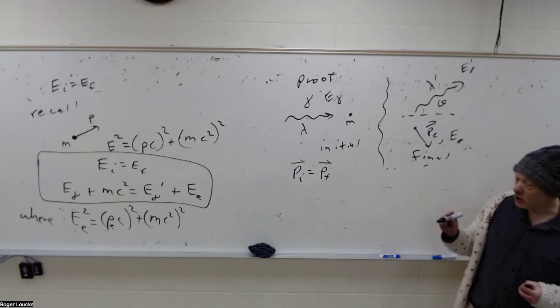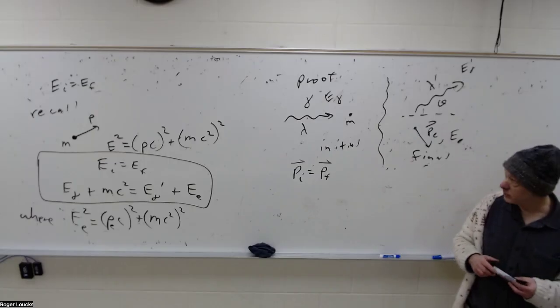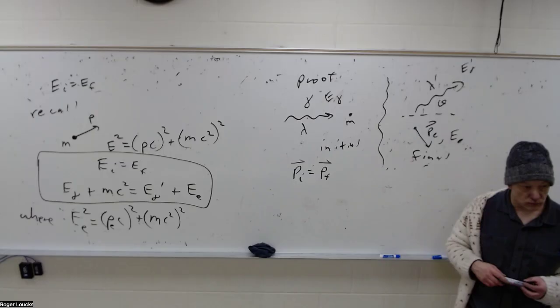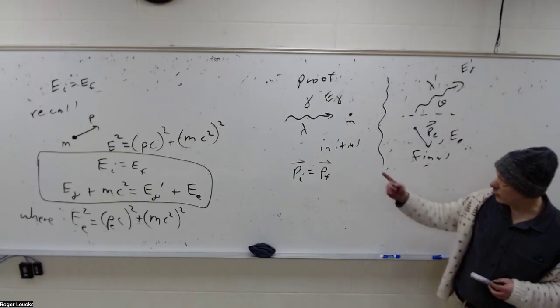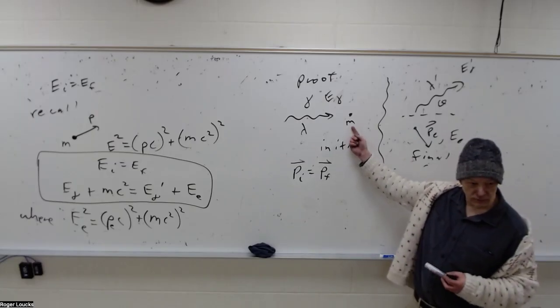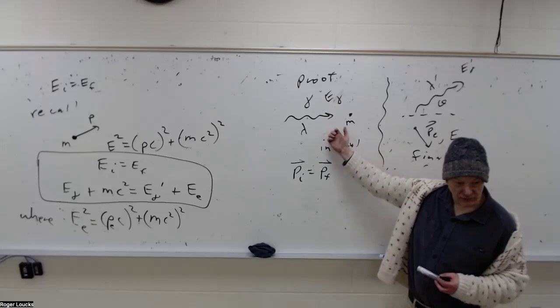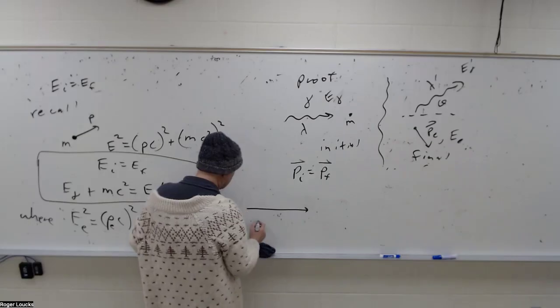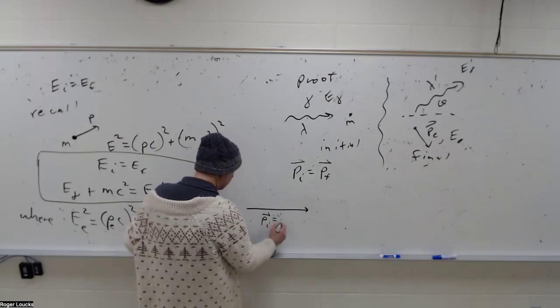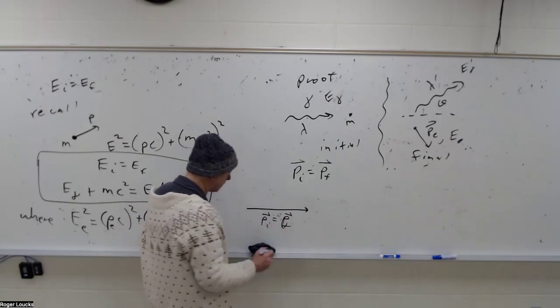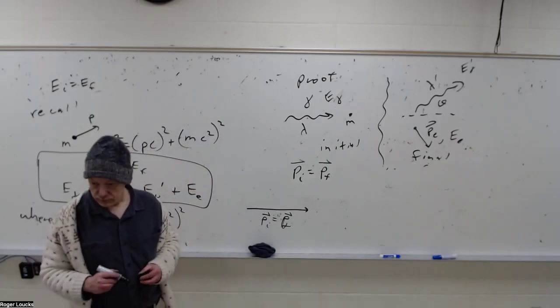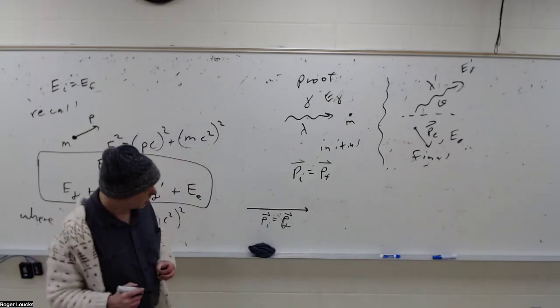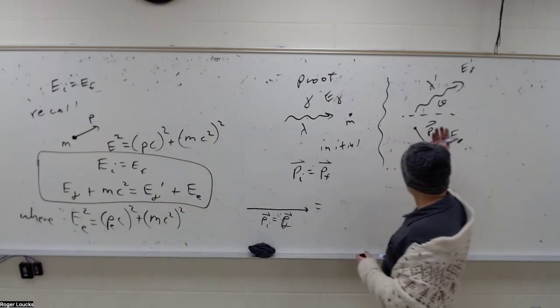Now let's do this. Let's draw a picture of this. What is P initial here? I would say draw the picture for P initial. What's the linear momentum on my body here at rest? Zero. And this has linear momentum going this way. So my initial momentum has to be the momentum of this initial photon. And this has to equal my final momentum over here.